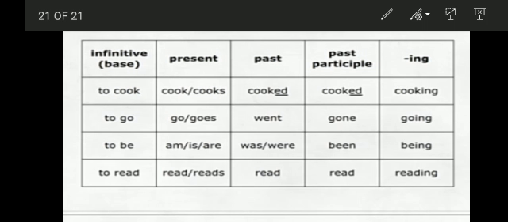Okay students, I think you must have got all about the different kinds of verbs also, and obviously one by one all these things will be explained to you in separate videos, and hopefully you will get this.